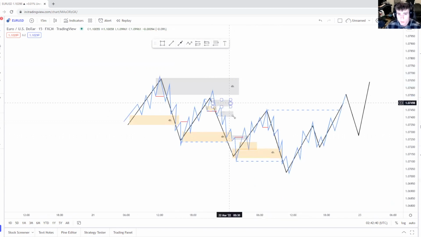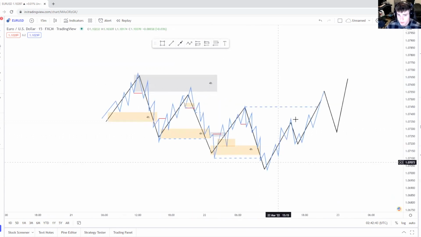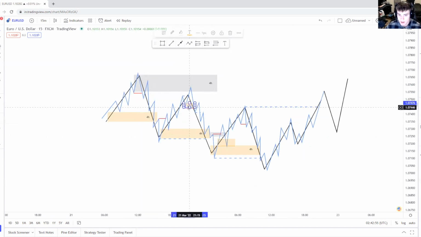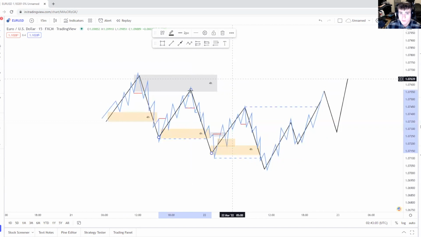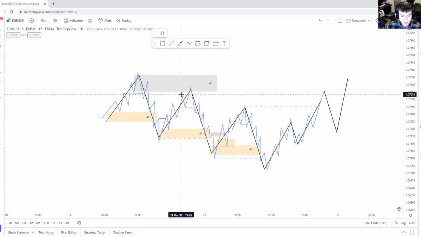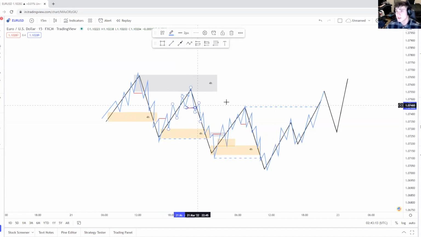Now, what I want you to see here, I want you to look at how these time frames correlate. What you're looking for is the change of character on the 15-minute time frame. Once you get the change in character on the 15-minute time frame, and you are in a higher time frame POI, or in a 4-hour area of supply, once you get this sweep of the high, then the sweep of the low, you have a completed change of character.